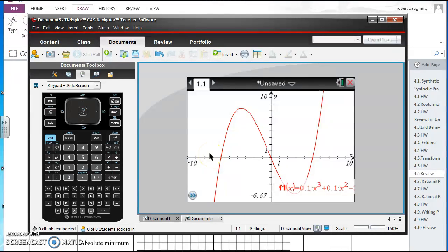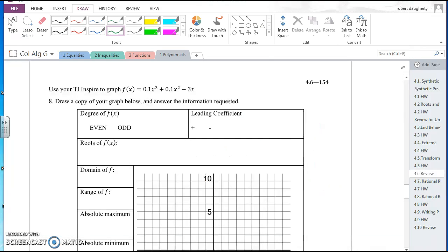So now I'm asked questions about this. Even or odd? I can tell because it goes down in one direction, up in the other. It's not an even. This is an odd function, and I can look at it and tell that the leading coefficient has to be positive. So if I come over here, I know that this is an odd function, and the leading coefficient has to be a positive number.